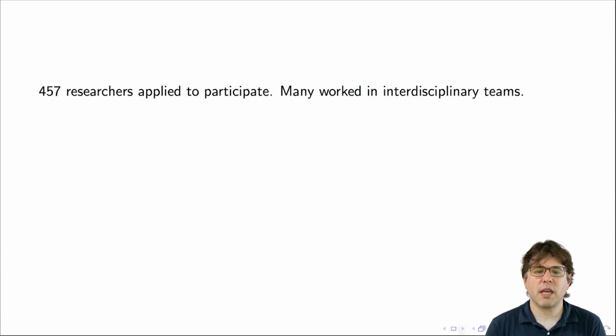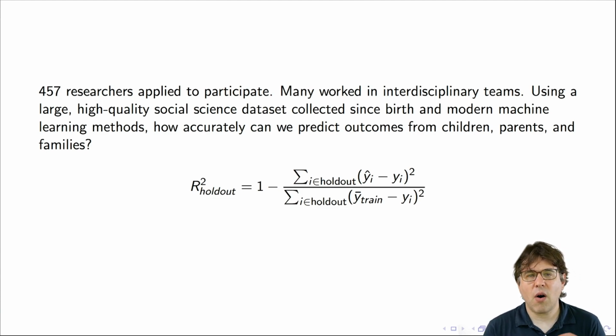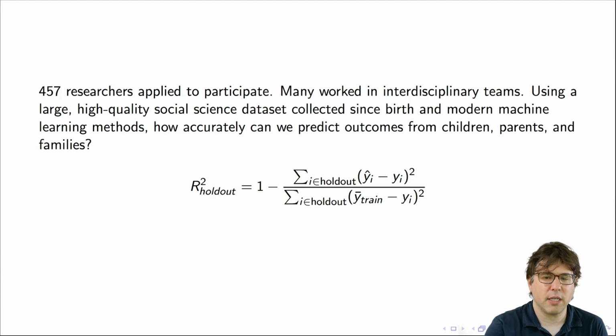So 457 researchers applied to participate. Many worked in interdisciplinary teams, so teams that were mixed of social scientists and data scientists. So this leads us to this question. Using a large, high-quality social science data set collected since birth and modern machine learning methods, how accurately can we predict outcomes for children, parents, and families? And so the results I'm going to show you are measured in terms of this metric, R-squared holdout, which is the R-squared on the holdout data set.